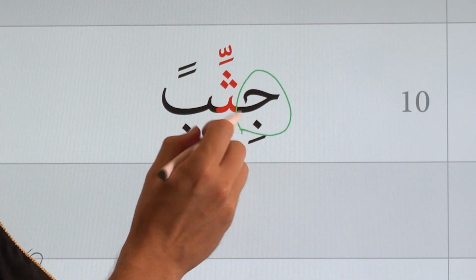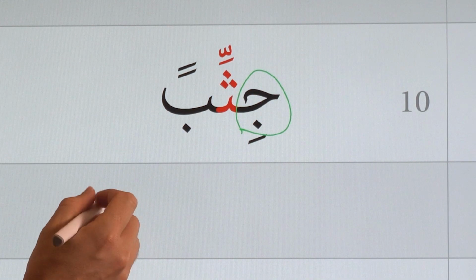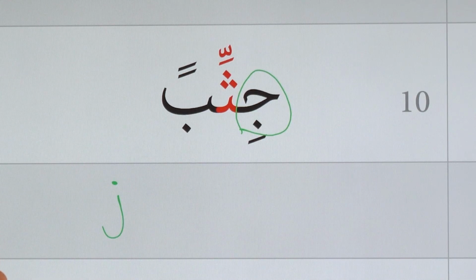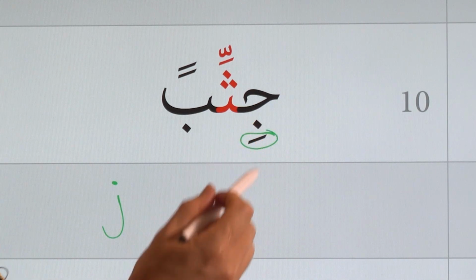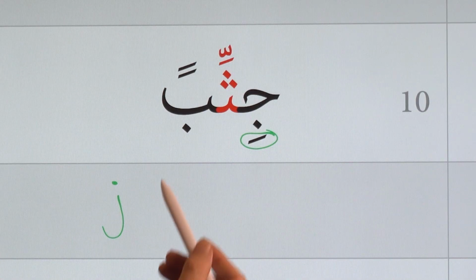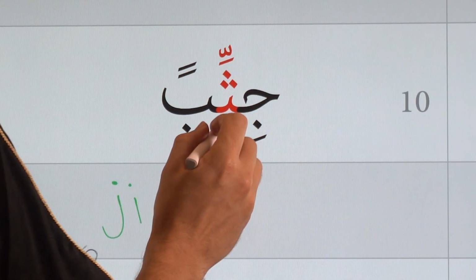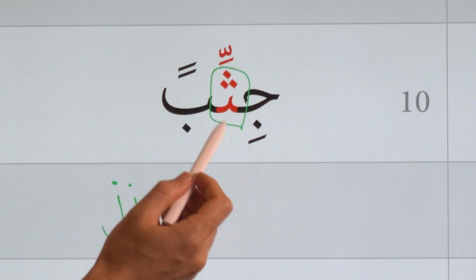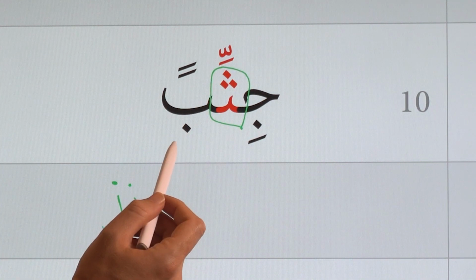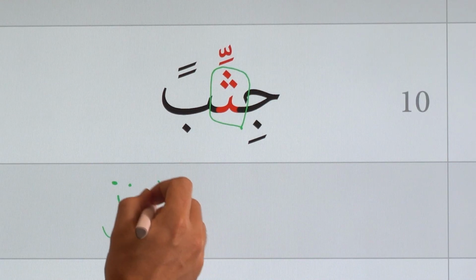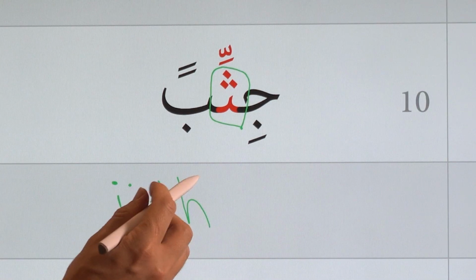First, we identify the letter. A wave shape with a dot underneath is the letter jim. So we write J for the letter jim. Next, we identify the harakah. A line beneath is a kesra, so we're going to write an I for the kesra. Then we identify the next letter. This shape with three dots above is the letter tha. So we write TH for the letter tha.